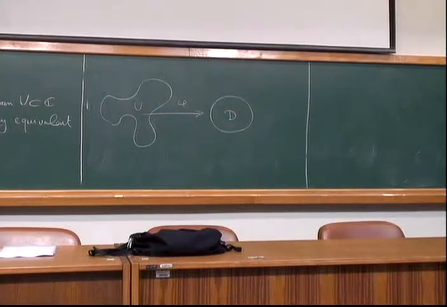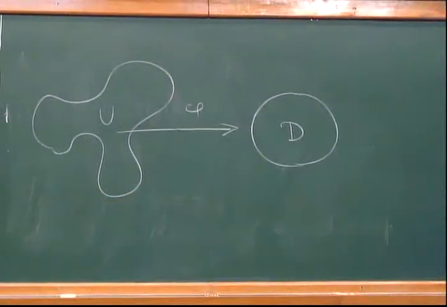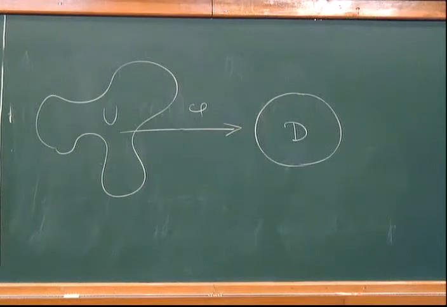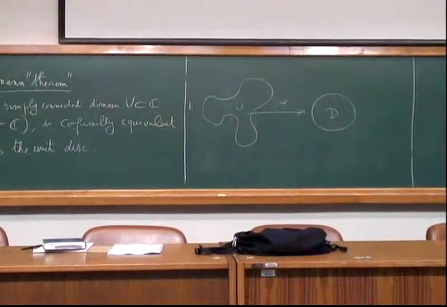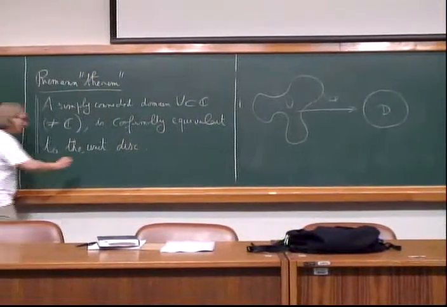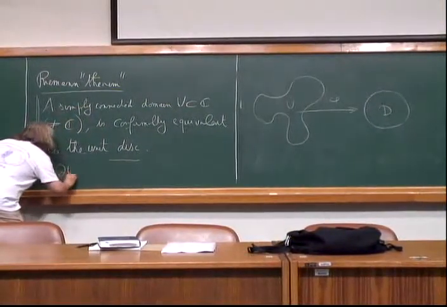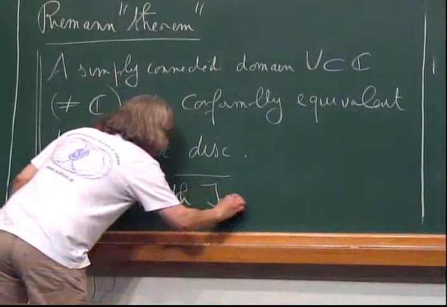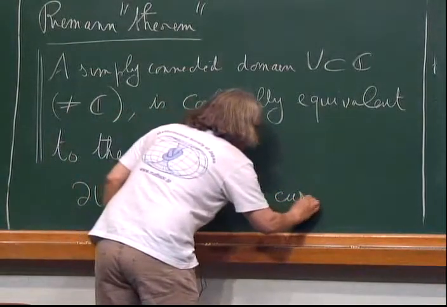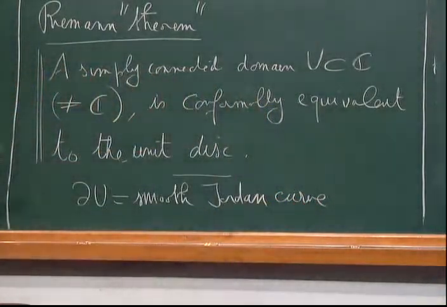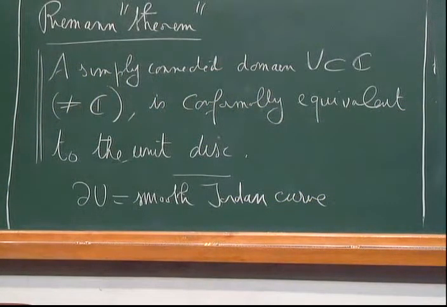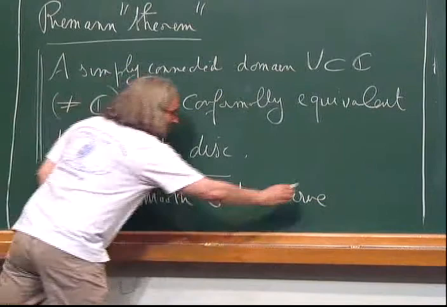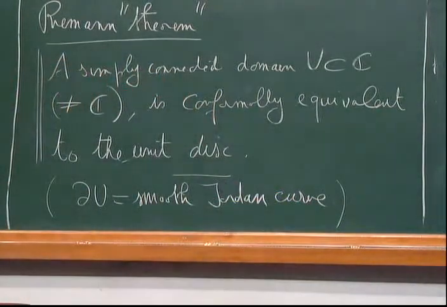Well, let me first make a few comments. First of all, Riemann never stated the theorem this way. Riemann was making an extra assumption. He was assuming that the boundary of U is a smooth Jordan curve. Of course, I'm making some historical mixtures because Jordan was born but was not active; he was a little kid or something at the time. But he was assuming that the boundary was nice.